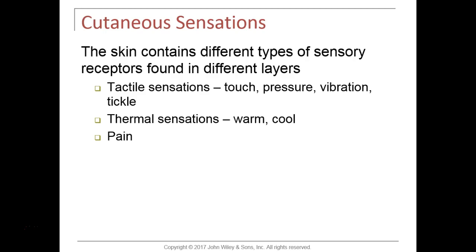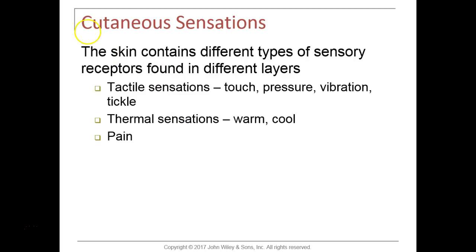Now, as far as the cutaneous sensations are concerned, as I mentioned before, we have these tactile sensory receptors that allow you to feel touch and pressure, vibration, and a tickle, like the Merkel cell at the bottom layer of the epidermis, stratum basale. You have the Meissner corpuscles embedded in the dermal papillae in the papillary region of the dermis. You also have the deeper lamellated or Pacinian corpuscle deep in the dermis and just at that hypodermis transition. All of those allow you to feel these tactile stimulations in your environment.